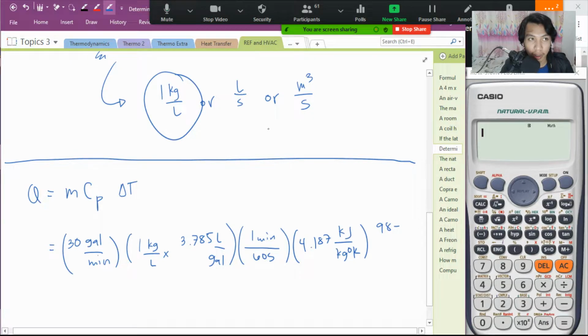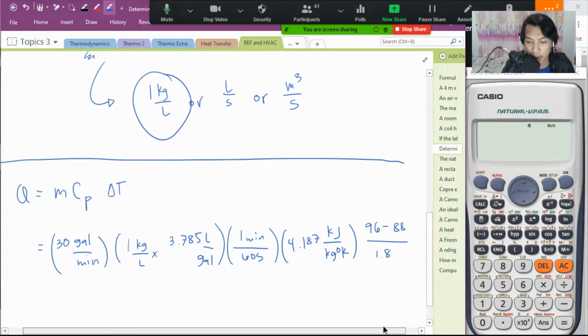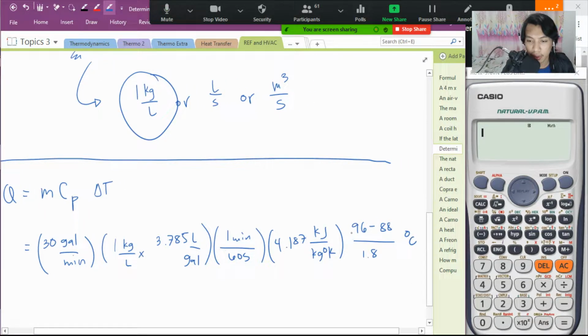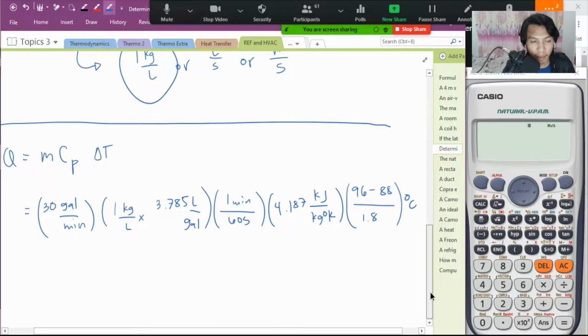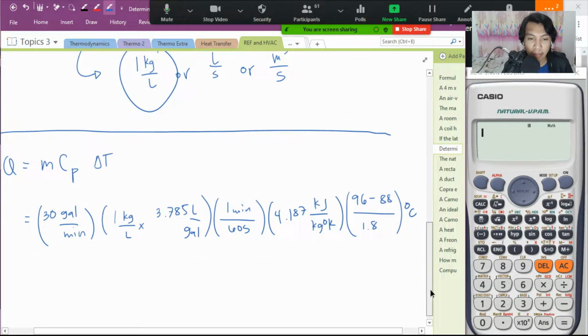96 minus 88. Ayan. 96 minus 88 divided by 1.8. Sir, bakit? Kasi gagawin natin degree Celsius. Yan. Meron pa ba tayong nakalimutan? CP delta T. Wala na.